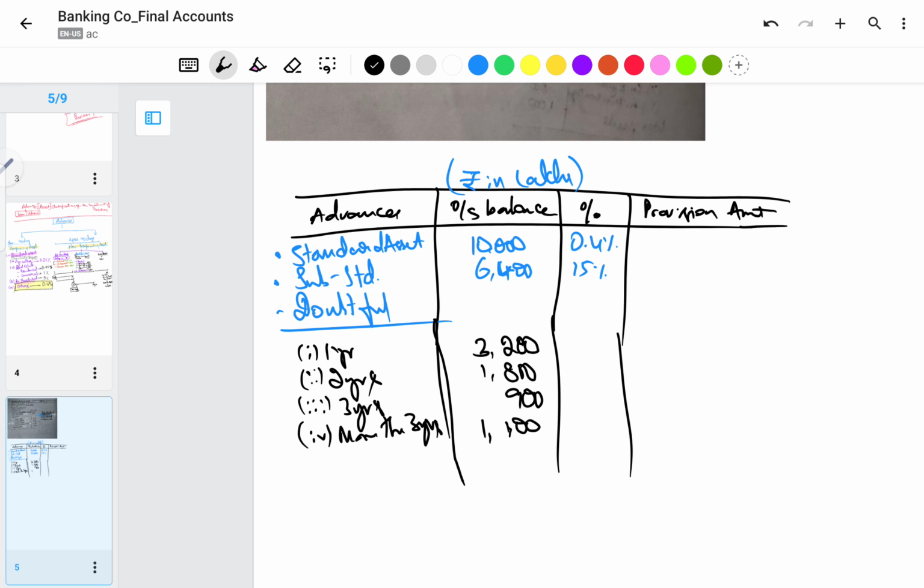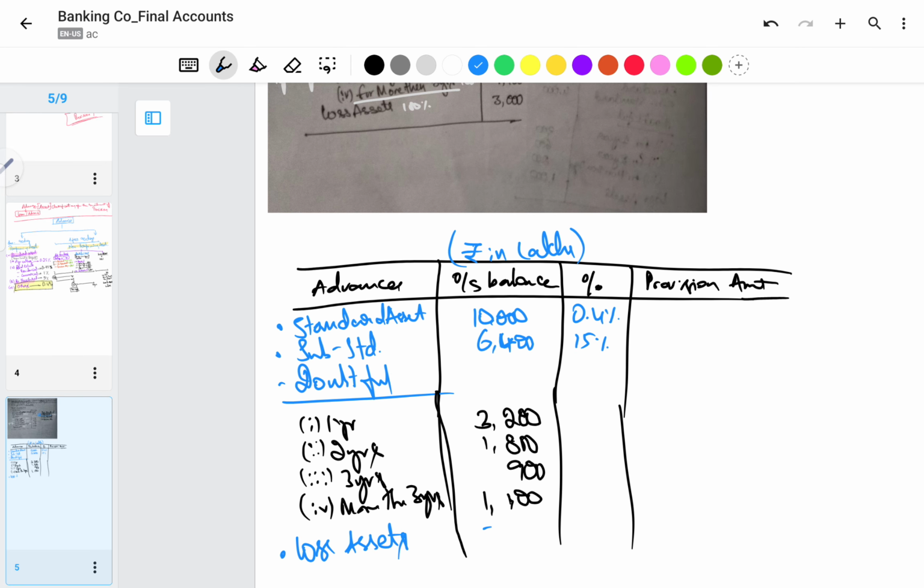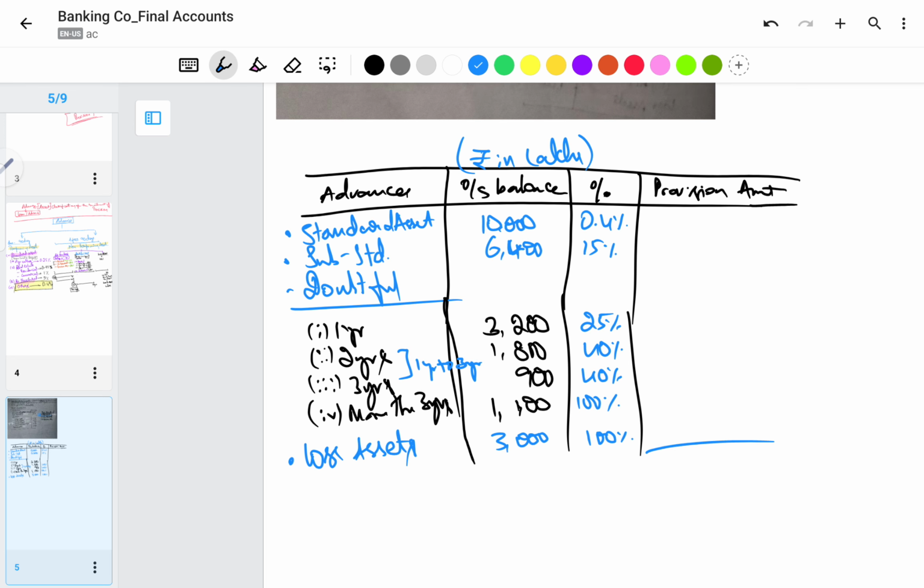Then we have loss assets. The loss assets balance is 3,000. Percentage is 100%. These two come under 1 year to 3 years. Therefore, for these, 40% and 40%. For more than 3 years, it is 100%. For within 1 year, it is 25%. Calculate the same.